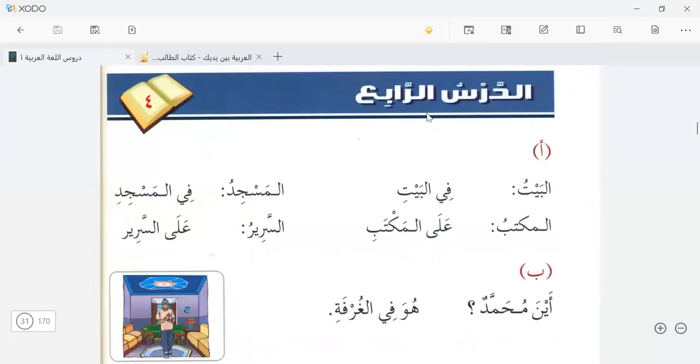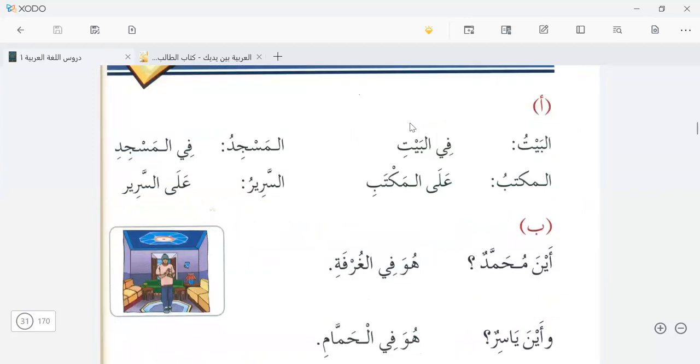Inshallah. Ad-darsu rabi', lesson 4. Al-baytu, the house. Fil-bayti, in the house. Al-masjidu, the mosque. Fil masjidi, in the mosque. Al-maktabu, the desk. Al-maktabi, on the desk. As-sariru, the bed. Al-sariri, on the bed.